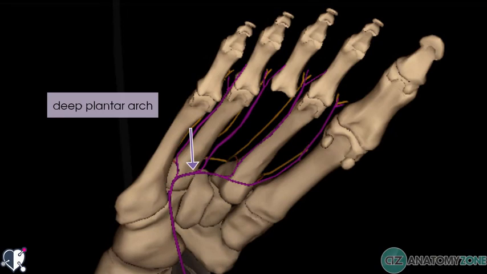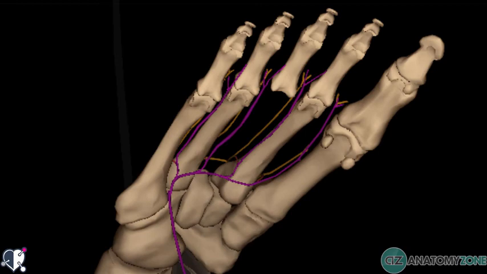We've taken a look now at the main arterial supply to the lower limb. In the next tutorials we're going to take a look in more detail at some of the branches of the vessels we've talked about in this tutorial. So hopefully that's given you a good overview of the arterial supply to the lower limb.